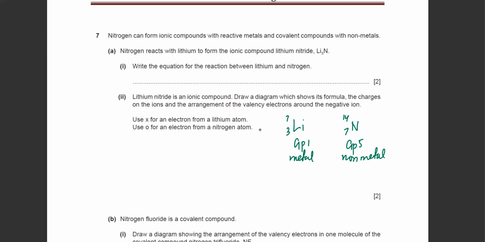So we've got lithium. Lithium has 3 protons. So you've got lithium, 3 protons. It has 3 electrons. It's in group 1. So how many electrons would it lose? 1. So it's going to lose 1 electron. Group 1 always loses 1 electron. It's going to get a charge of, what charge would it get? Positive 1. It's going to be positive 1.